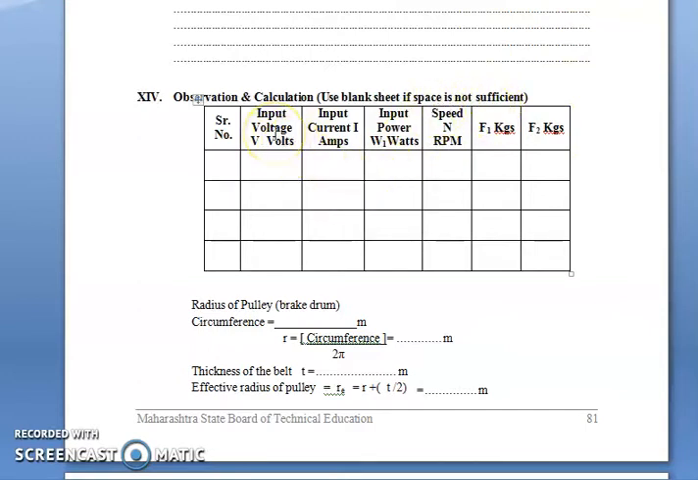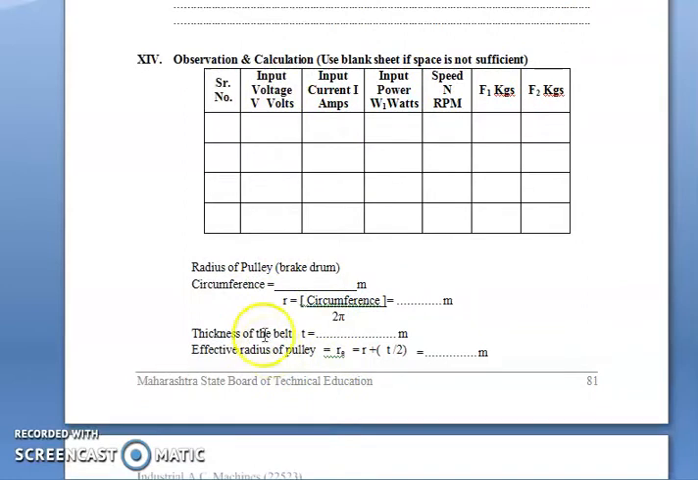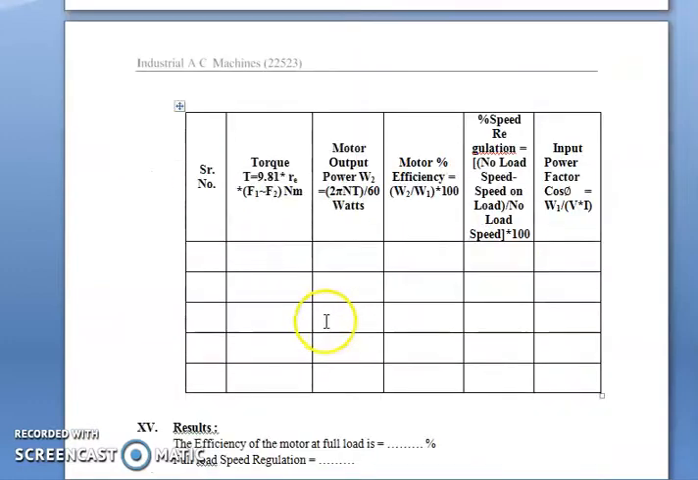This is used to determine the different parameters of the induction motor. Before that we should measure the radius of the pulley. Radius of pulley means you have to measure the radius of the drum. You can measure it by taking the circumference, or directly take the radius using any simple measuring instrument. And the second observation table is for your calculations.